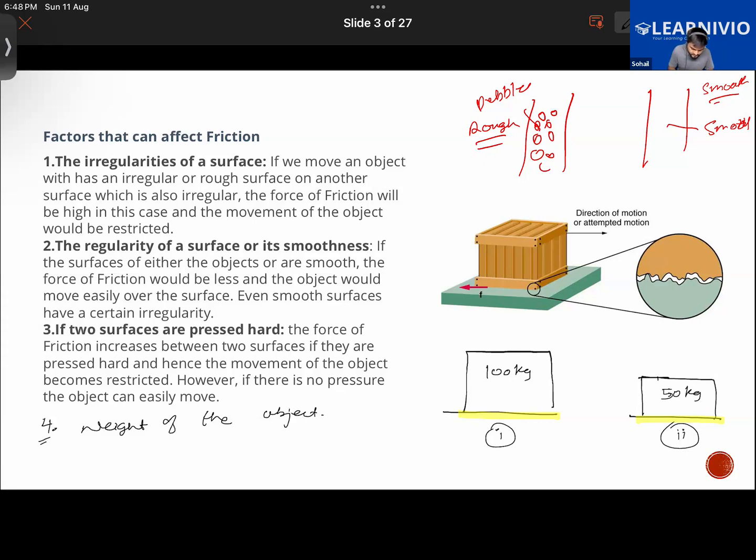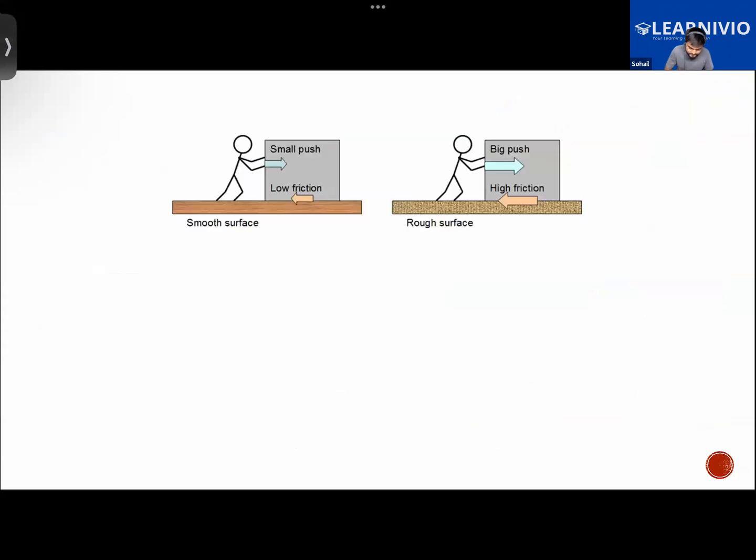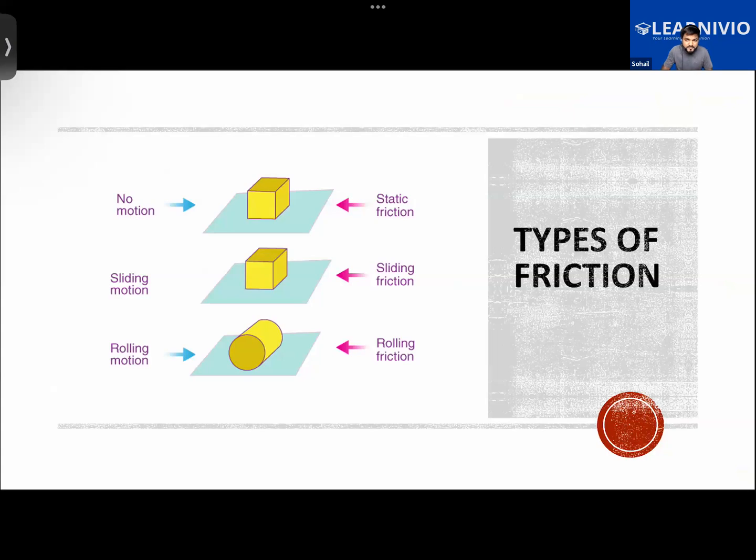It will be directly proportional. So friction will be directly proportional to the weight of the object. Getting it? Yes, sir. Directly proportional to the weight of the object. The higher the weight, the higher the friction generated. So that is something which we have done. This topic was small and it has been completed.